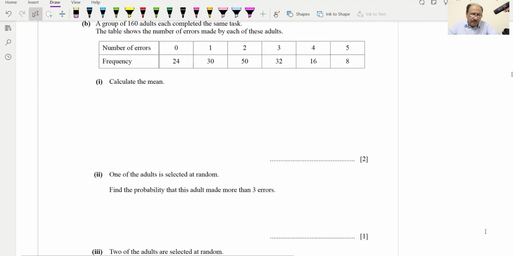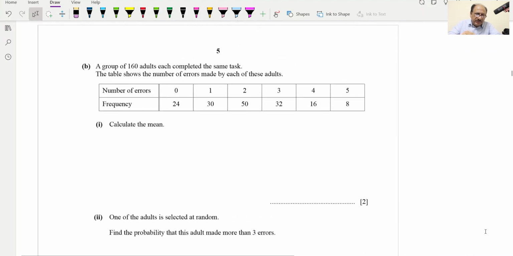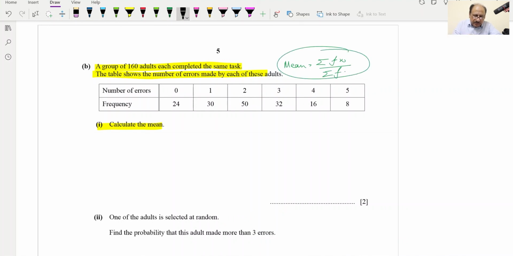Now for the B part, they're saying a group of 60 adults each completed the same task. The table shows the number of errors made by each of these adults. Calculate the mean. So for the mean, we know the formula. Mean is equal to what? Mean is equal to sigma fx over sigma f. So this is the formula which we will be applying.